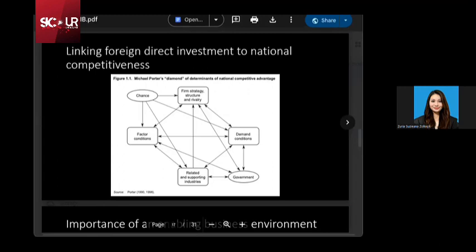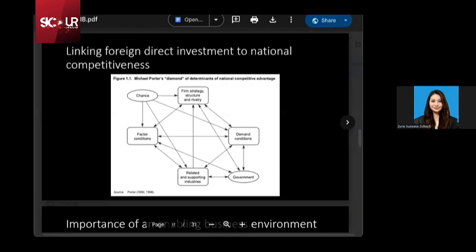In terms of the factor conditions, the company tries to seek resources and also efficiency. So this can be, I'm basically repeating what I said just now.